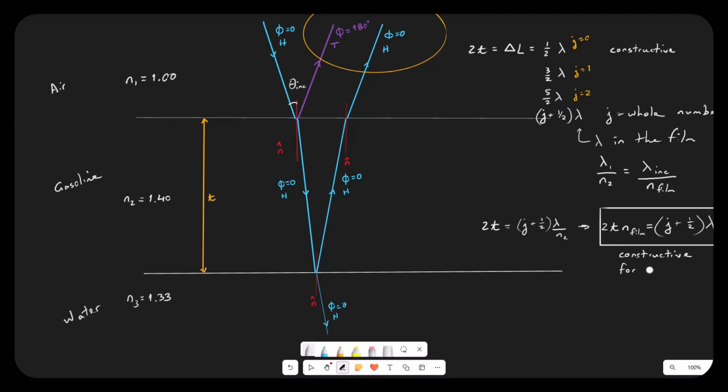For low to high to middle. Or really for N2 bigger than N3, N2 bigger than N1. It doesn't really matter how N1 and N3 compare to each other. So why do I have that? Because what happens if I've got a less optically dense medium in between? Let me do that one.